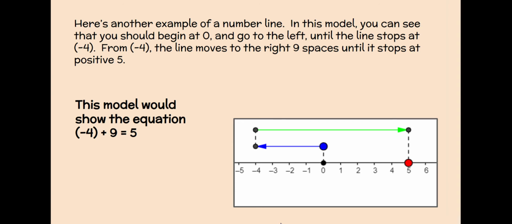So this model would show the equation negative 4 plus positive 9 equals 5. Again, since addition is commutative, we could add 9 plus negative 4, which also equals 5, but our model does not show that. As you can see, it starts with negative 4 and then adds the positive 9 to equal our answer of 5.